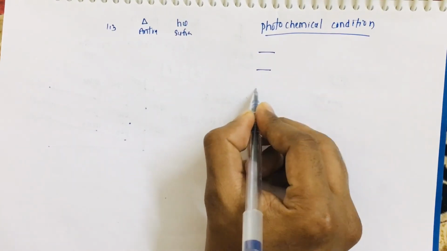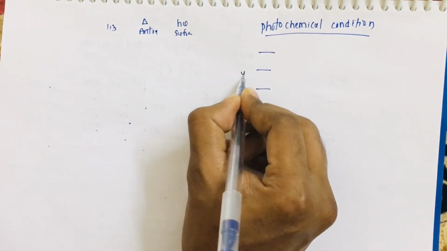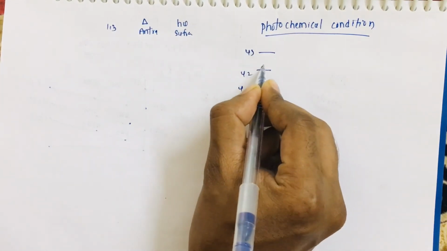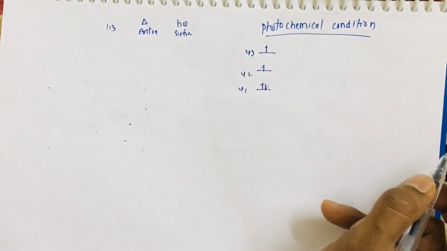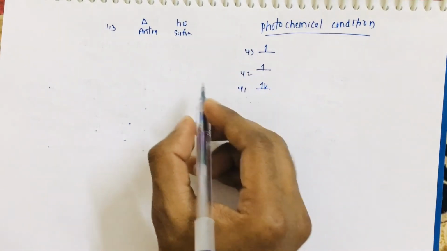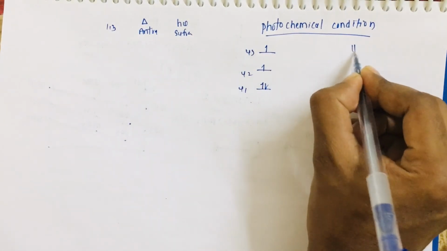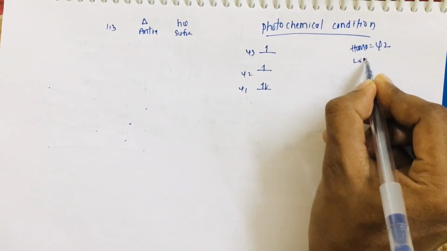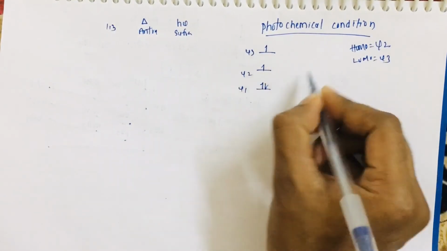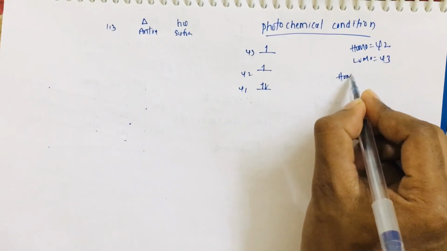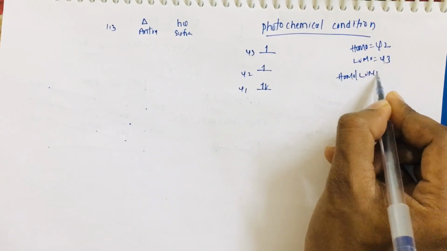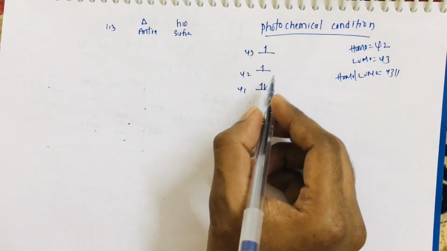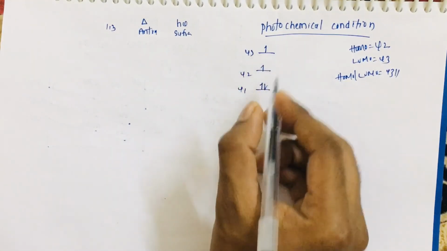We have 3 molecular orbitals, psi 1, psi 2 and psi 3, and in the excited state 1 electron goes from HOMO to LUMO. In the thermal case, the HOMO orbital is psi 2 and the LUMO orbital is psi 3, but in the photochemical case the HOMO is psi 3. This you have to remember. Psi 3 is the HOMO here.